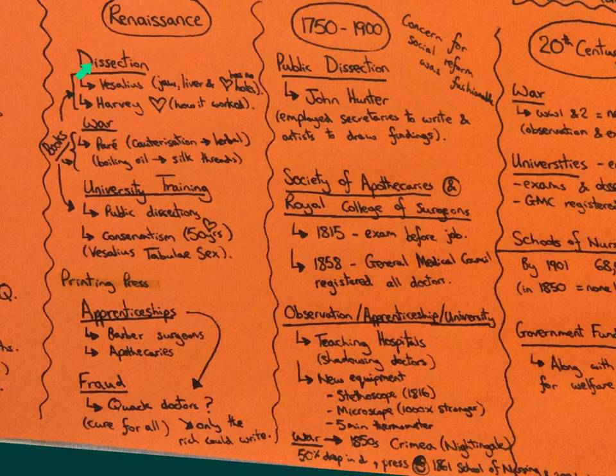So again, we have the continuation of public dissections. Vesalius in the Renaissance was known for doing public dissections, so lots of people could go along and watch, and he also had illustrators and artists come along to draw what he saw.